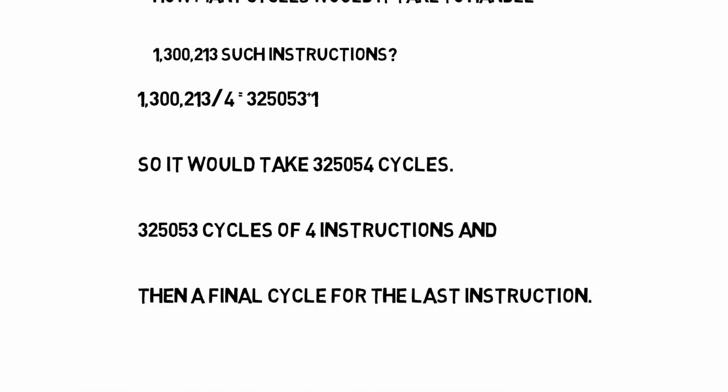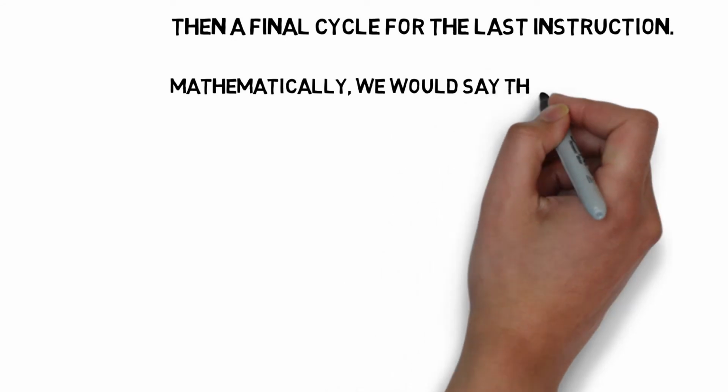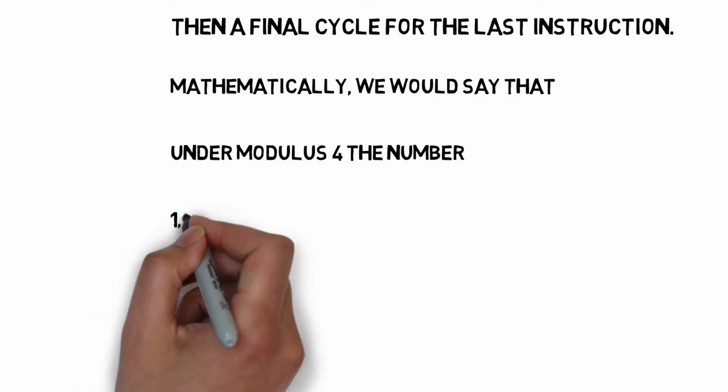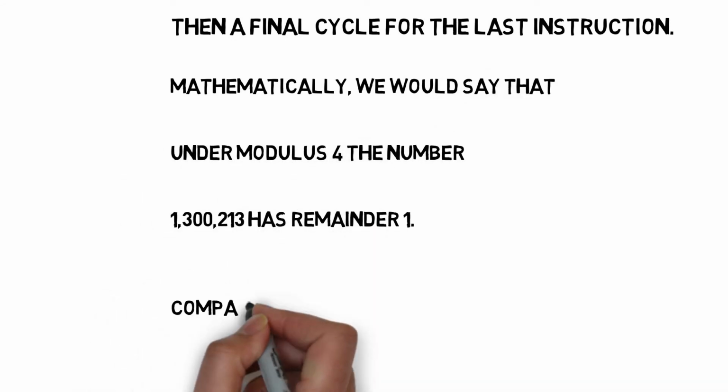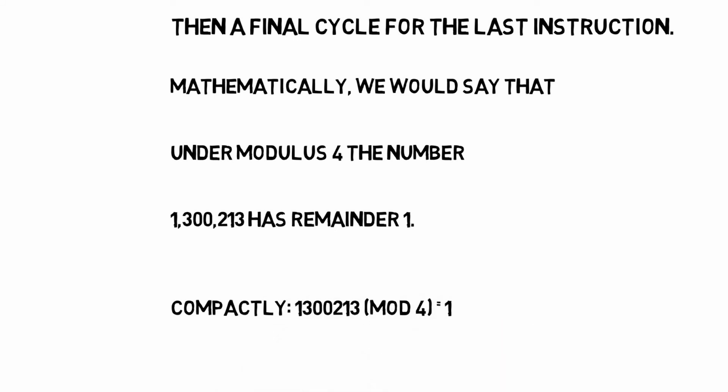Mathematically, we would say that under modulus 4, the number 1,300,213 has a remainder of 1. Compactly, it would be 1,300,213 mod 4 equals 1.